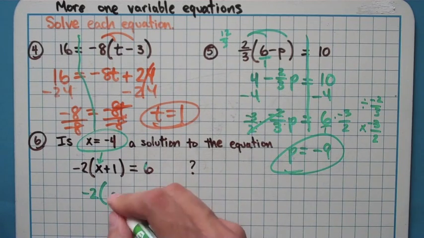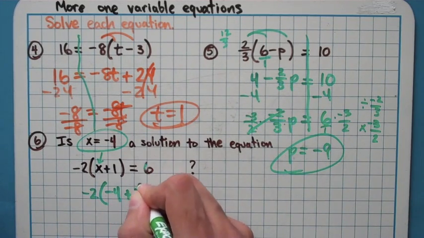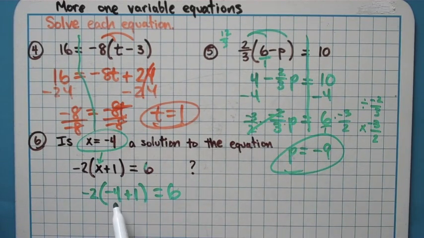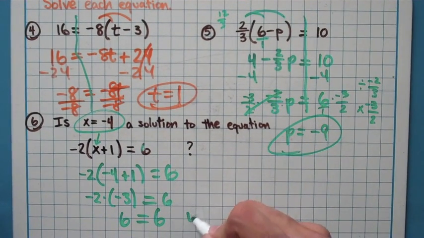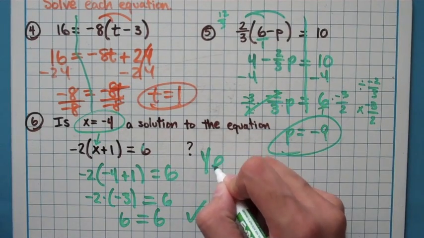If you plug in a -4, you get this. -4 plus 1 is -3. So I have -2 times -3, and I want to know if that equals 6. Yes, it does. I get 6 equals 6. That checked out, so that means that it is a solution.